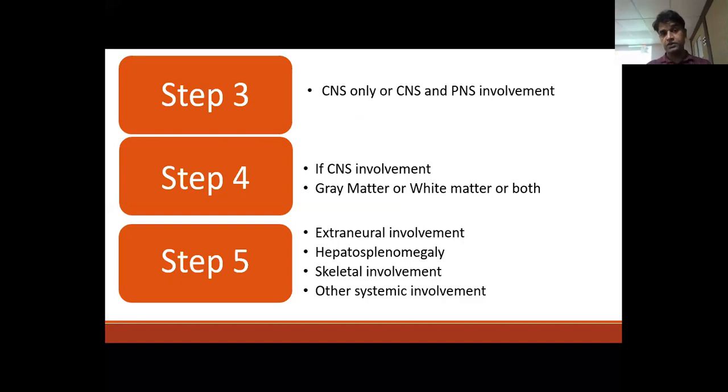Now, next, step 3 will be the question: is it CNS only or is there peripheral nervous system involvement as well? So clinical examination along with the nerve conduction study will help you to clarify that question. Now, step 4, if CNS is involved, is it gray matter only or is it white matter only or is there both? And then the last step is, what about the other extraneural involvement? Is there hepatosplenomegaly? Is there dysmorphism? Is there skeletal involvement? Other systems involvement, like we covered in the clinical examination part.